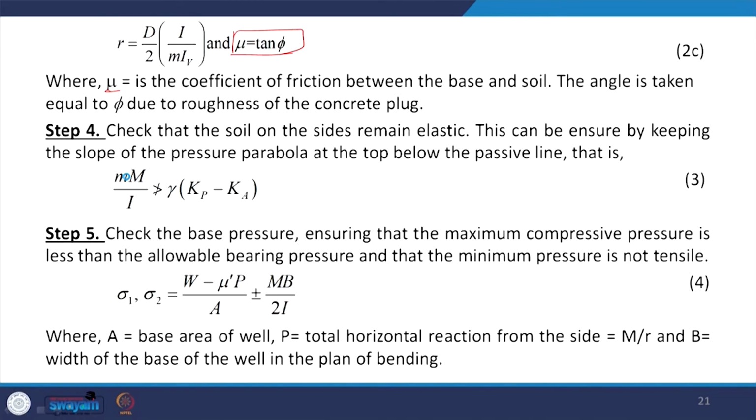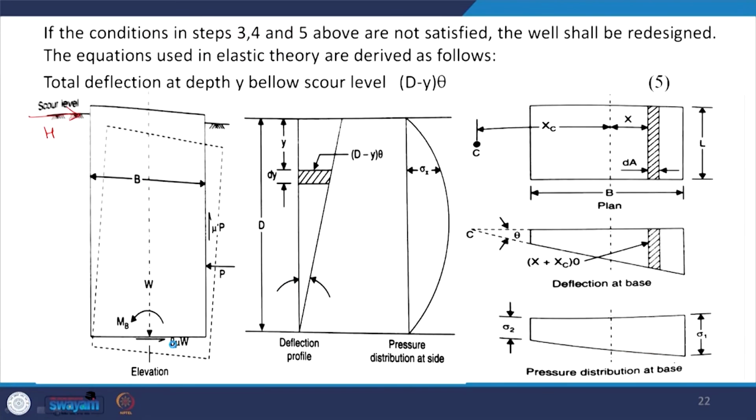A is the base area of the well, P is the total horizontal reaction from the side, that is m by r. The value of P can be calculated as m divided by r, where m is the external moment, r is obtained using equation 2c, and B is the width of the base of the well in the plane of bending. So, here P is known, mu prime is known, everything is known, m, b, 2i. So, you can calculate the value of sigma 1 and sigma 2. So, this was the case there. Whatever we have discussed, these are the applicable ones.